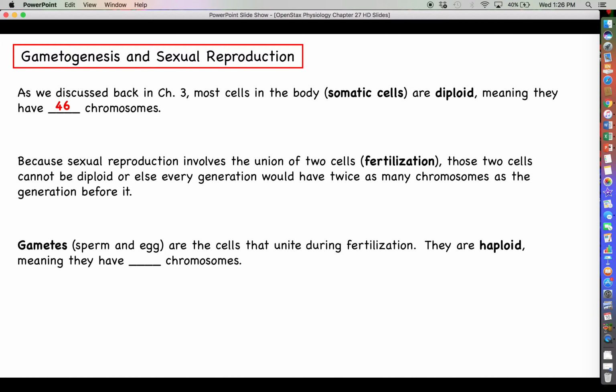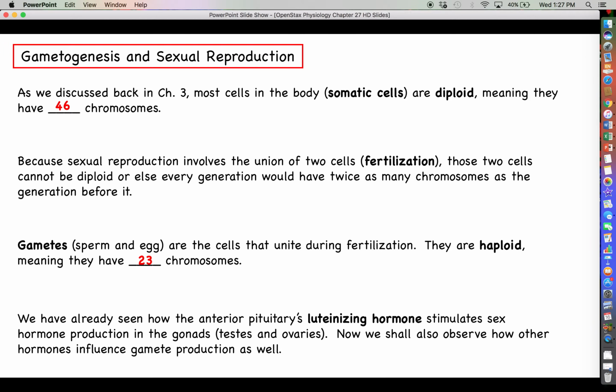So it's for that reason that our gametes, both sperm and egg, sperm in men and egg in women, because these are the cells that actually participate in the fertilization, in order to maintain 46 chromosomes per generation, these are going to be haploid cells, meaning that they only have 1 copy of every chromosome per gamete, and that's a total of 23 chromosomes. So if you have a sperm and an egg joined together during the fertilization process, that's 23 chromosomes plus 23 chromosomes, and that gets you back to 46. So it really works out perfectly there.